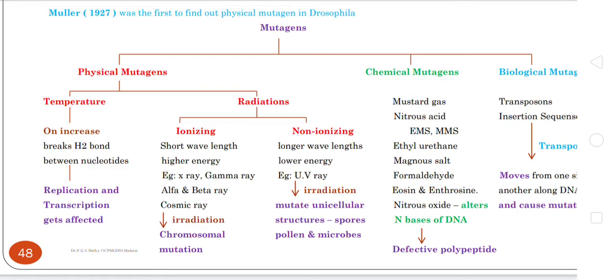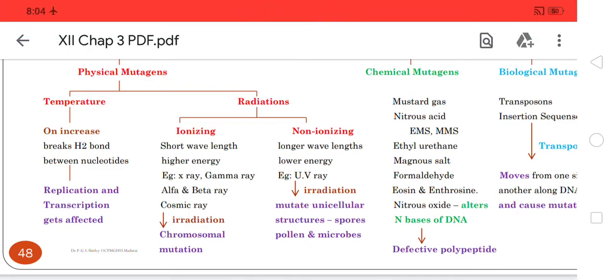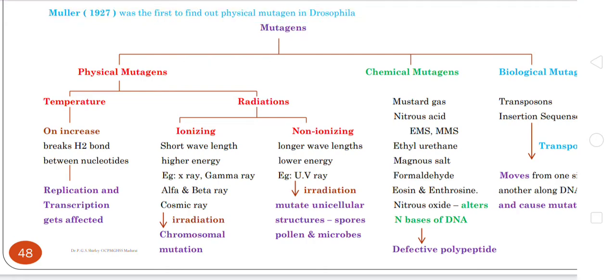Under the physical mutagens, there are two types: temperature and radiation. If the temperature increases, it can break the hydrogen bonds between the nucleotides. As a result, both replication and transcription are affected. The next type is radiation. There are two types of radiation: ionizing radiation and non-ionizing radiation. This is a very important 5-mark question. Listen carefully, maybe one word will come from ionizing and non-ionizing radiation.